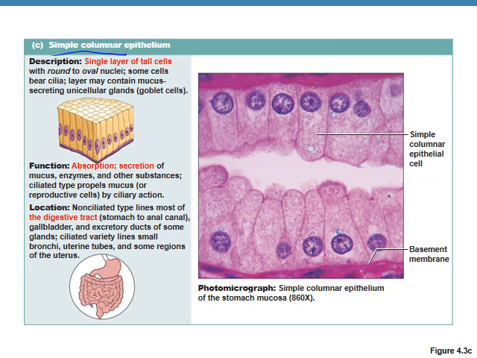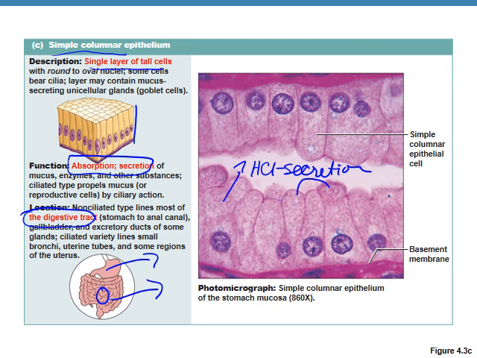Next type is simple columnar. These are single layers. They're very tall cells. Again, absorption and secretion. Best location to think of these is digestive tract. So here in your stomach, the cells are going to excrete hydrochloric acid. So we're going to have secretion, and that allows you to break down the food that you just consumed into smaller parts. But here in the small intestines, these cells are going to absorb, or you're going to have absorption of the nutrients from the food that you just ate.